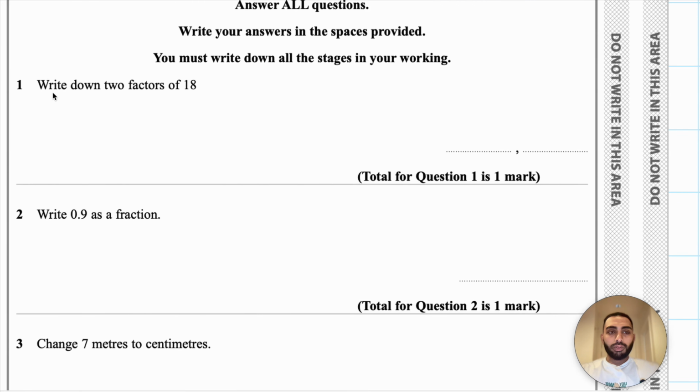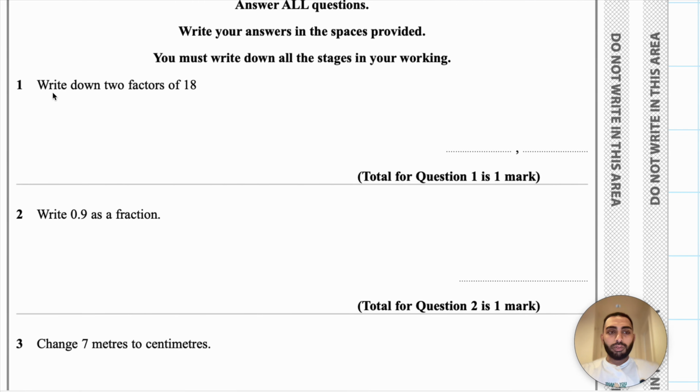Question 4. Write down a square number that is between 10 and 50. Square numbers are just numbers that when you multiply them by themselves, that's the result. So 2 squared would be 2 times 2, which is 4. 3 squared would be 9. 4 squared is 16, 25, and 36. So 16 would be fine. You could have 25, 36, or 49 as well.